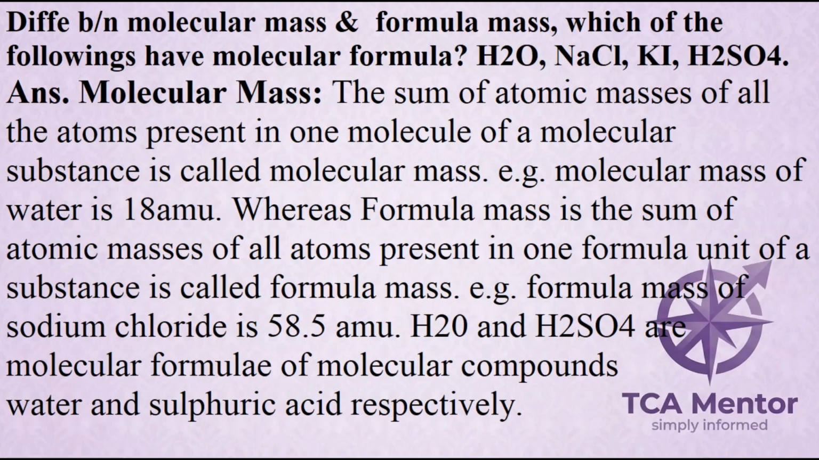Differentiate between molecular mass and formula mass. Which of the following have molecular formula: H2O, NaCl, KI, H2SO4? Answer: Molecular mass. The sum of atomic masses of all the atoms present in one molecule of a molecular substance is called molecular mass. E.g., molecular mass of water is 18 AMU. Whereas the sum of atomic masses of all atoms present in one formula unit of a substance is called formula mass. E.g., formula mass of sodium chloride is 58.5 AMU. H2O and H2SO4 are molecular formulae of the molecular compounds water and sulfuric acid respectively.